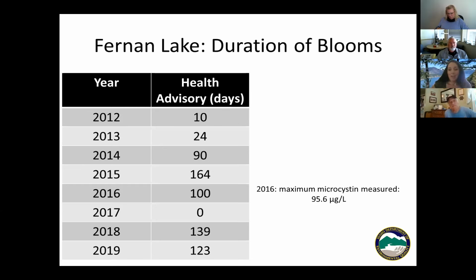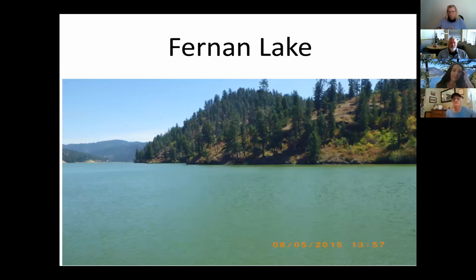So we have measured microcystin pretty regularly in that lake just because the advisories go for so long, and the highest microcystin concentration that we measured was 95.6. Now remember that the EPA advisory for recreation is 8 micrograms per liter, and our response plan is 4, so it was significantly higher. So this is a picture of Fernan Lake in 2015. It's pea green, and there's not a boat in sight. And this is pretty typical of what happens on Fernan Lake. The recreation use is pretty much gone on that lake.